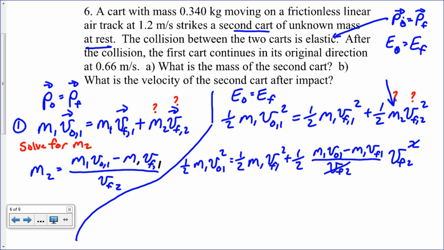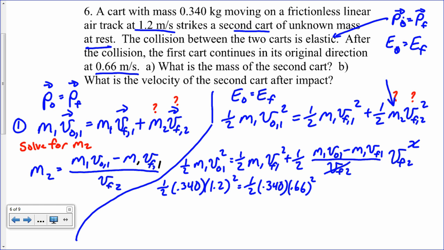I'm going to go ahead and put in some numbers here. I have 1/2 0.340 times V01 is 1.2 squared. 1/2 of 0.340 is VF1 squared. It's 0.66. That comes from the problem, which says it's moving at 1.2 meters per second, and then the first cart continues in its original direction at 0.66 meters per second. So I'm assuming that this is in the positive direction, and so that's also in the positive direction.